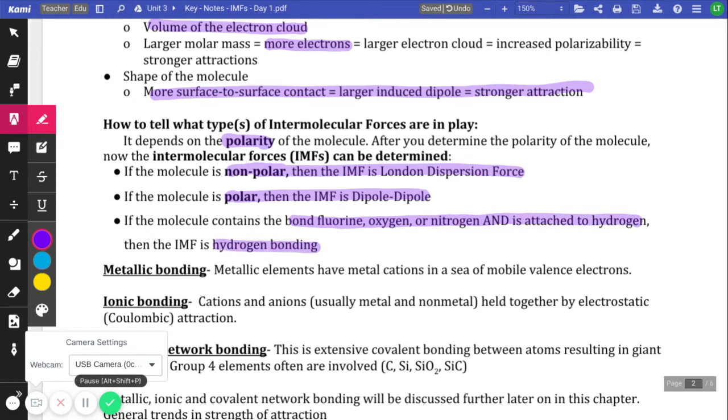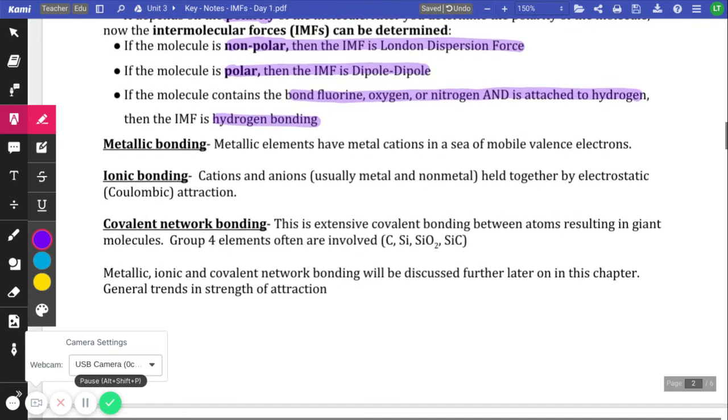bonding. Okay? Now guys, really quickly before we wrap this up and do a little practice, I want to talk about a few more things. The first one is metallic bonding.